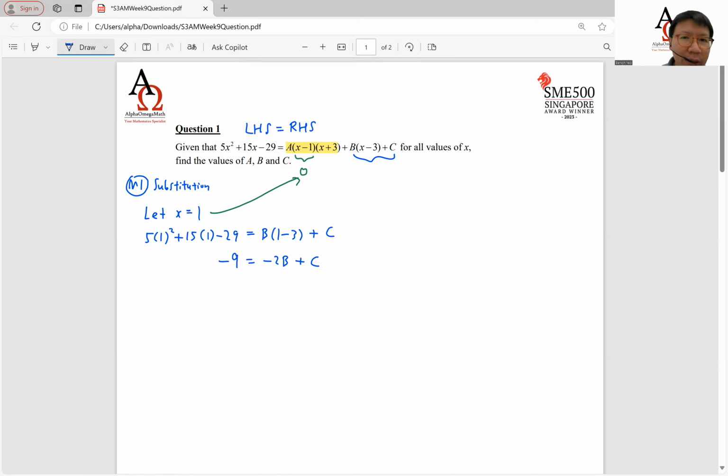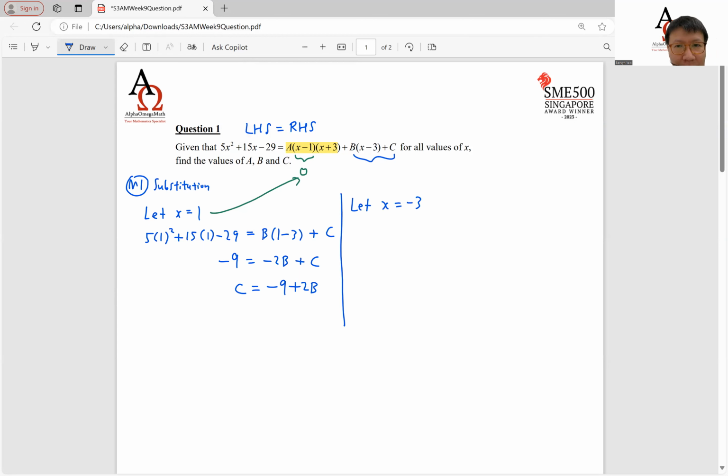Right. So this can be our first equation. Of course, we can make c the subject. So we have c equals to negative 9 plus 2b as our equation. Okay. Now, maybe another value we can take is to let x be negative 3. So let's try that. This will also get rid of our first term with the a.